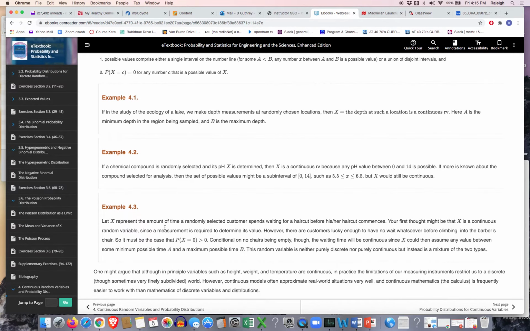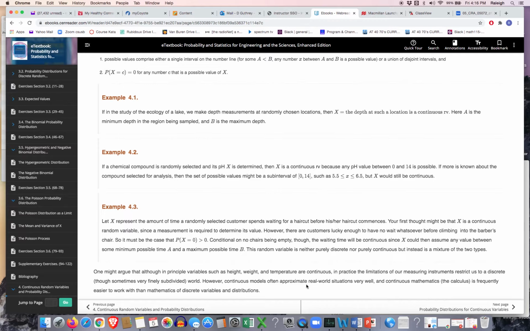So in 4.3, we represent the amount of time a randomly selected customer spends waiting for a haircut before the haircut commences. You might think it's continuous, but there are some customers, maybe the first of the day, that have no wait at all, or maybe other dead times of the day where nobody happens to be there. And so you would have the probability of wait time being 0 being actually more than 0. So you have maybe 10% of them just walk right in. But this one turns out to be a mix of discrete and continuous. So it's conditional on no chairs being empty, though. The waiting time would be continuous. Well, you can skim through that a little bit more if you'd like.